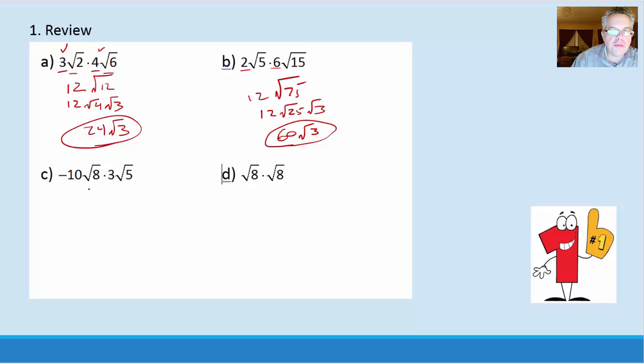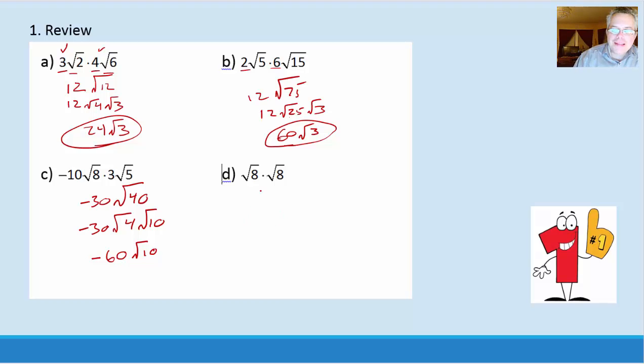Okay, let's do this one. Again, four things being multiplied. Doesn't matter that we have a negative. Negative 10 times 3 is negative 30. 8 times 5 is 40, so we have square root of 40. And let me see, 40 we can simplify. If we couldn't simplify square root of 40, we'd be done, but we can. So let's do it. Square root of 4 times square root of 10, that's 2. 2 times negative 30 is negative 60, square root of 10.